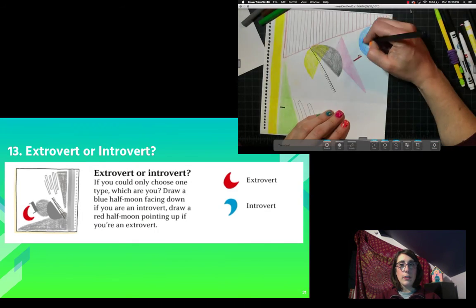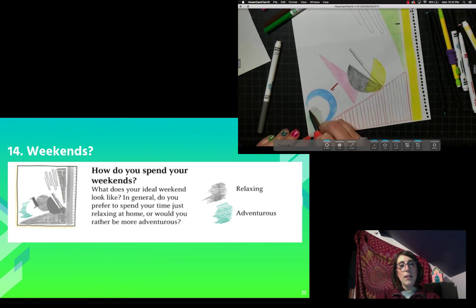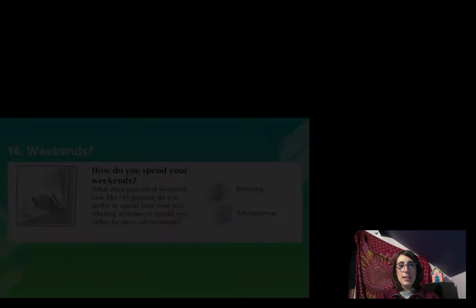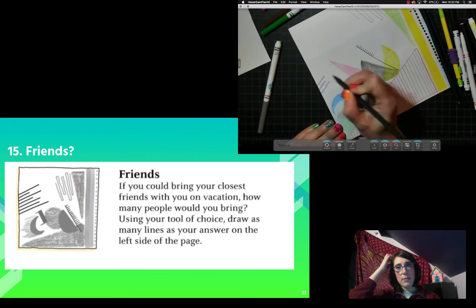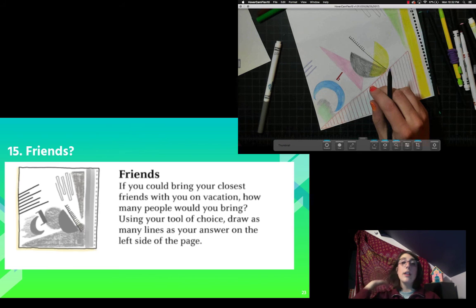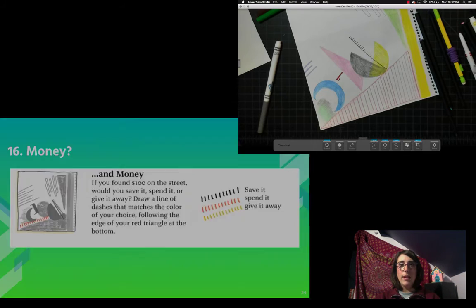Are you an extrovert or an introvert? Right now we're all introverts. How do you spend your weekends? If you could bring your closest friends with you on vacation, how many people would you bring? Judging from your prom houses, like 50, right?